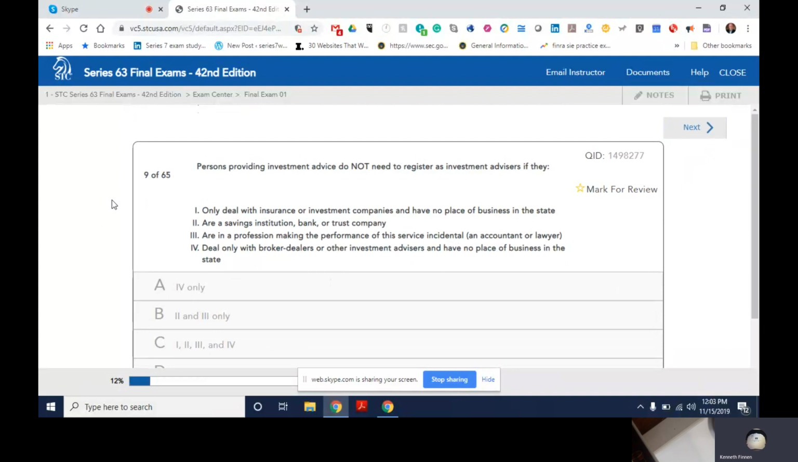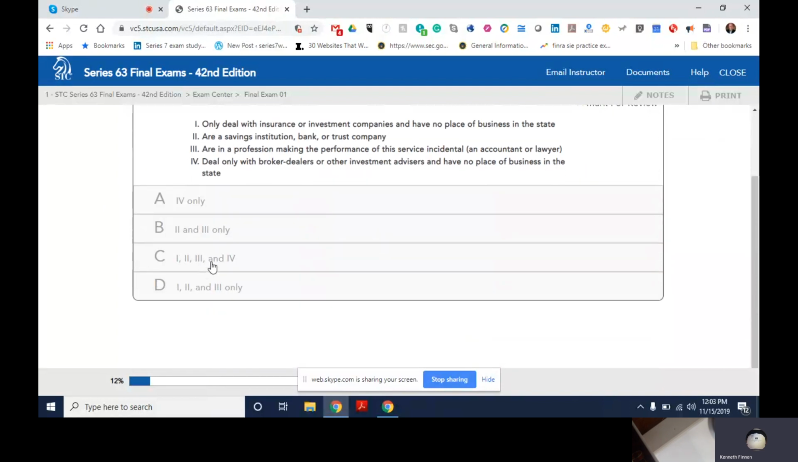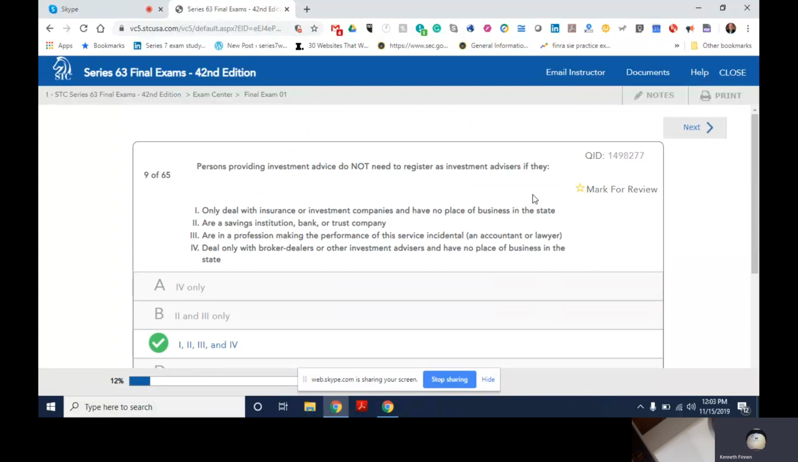Persons providing investment advice do not need to register as IAs if they, okay, only deal with insurance or investment companies and have no place of business. Right. If they have no place of business and they only have institutions, we're good. If they are a savings institution, bank, or trust company, again, banks are exempt from everything. Or are in the profession of making the performance of the service incidental. Right. If you remember, exemptions from IA are publisher, lawyer, accountant, teacher, engineer, as long as they're doing it incidental and not charging, and deal with only broker-dealers and investment advisors, which are institutions, and have no place of business. I'm going to go with 1, 2, 3, 4. I'm sure I missed something there, but that should be the answer. Okay.